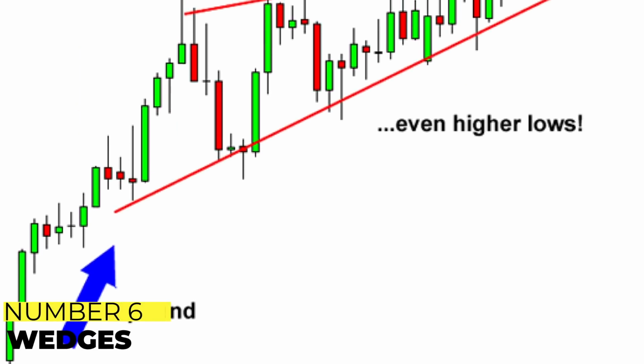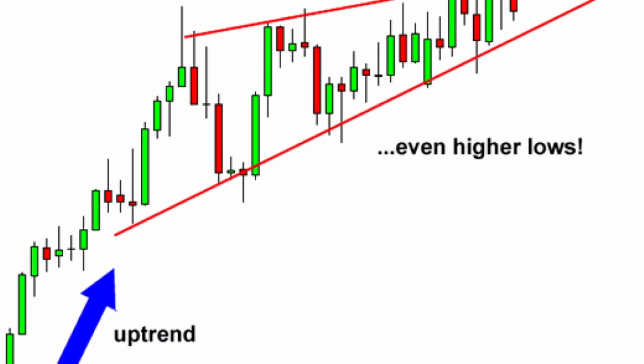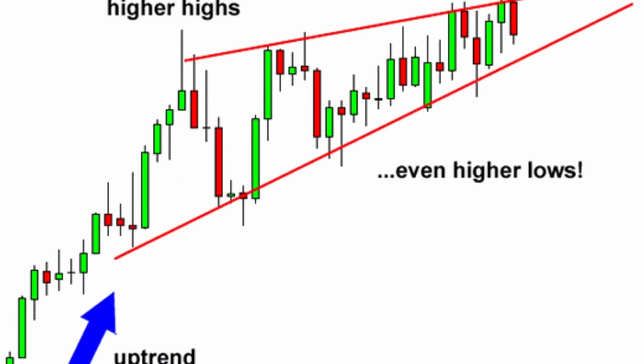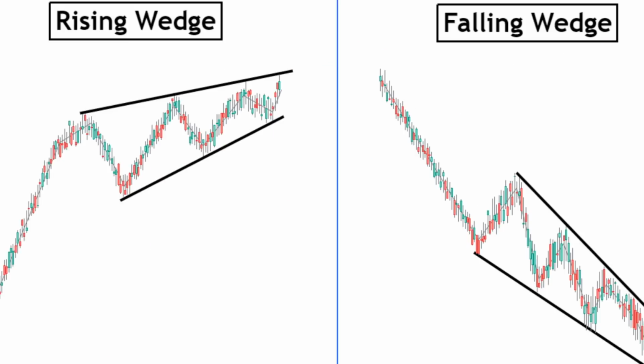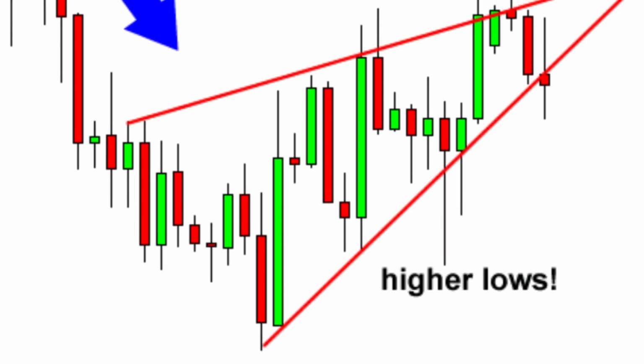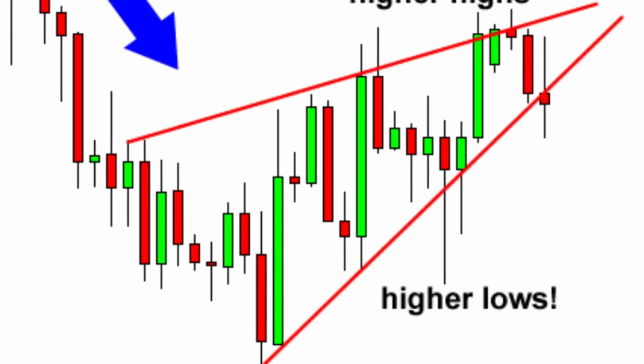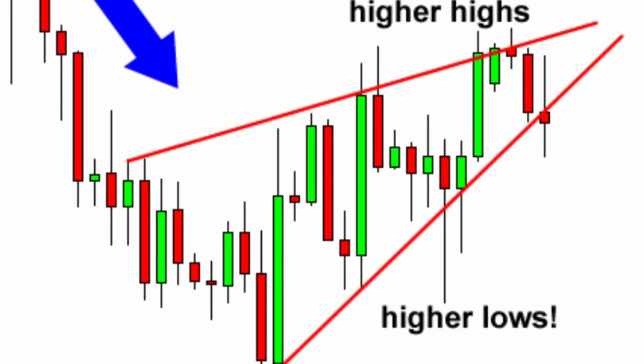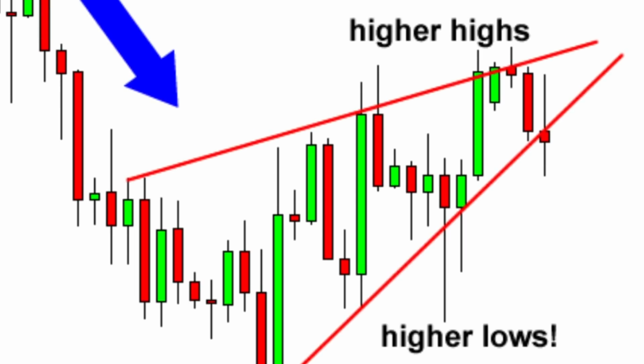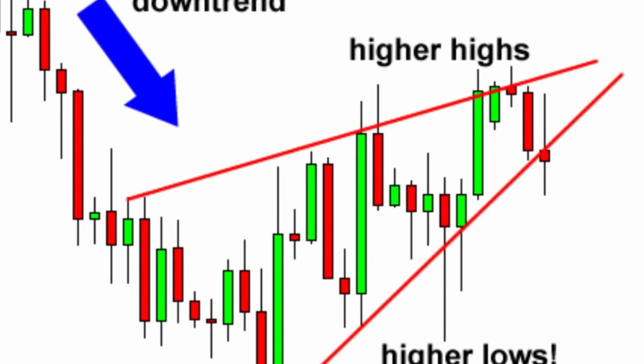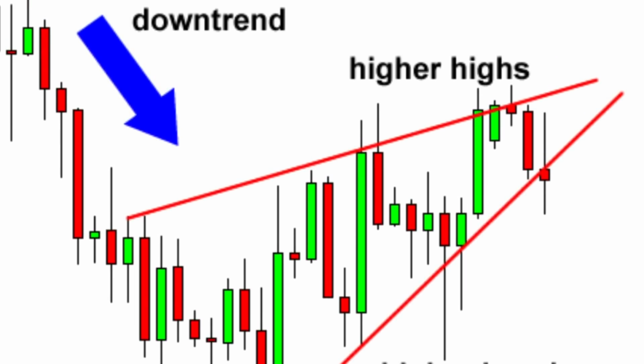Number 6. Wedges. When the price movements of an asset tighten up between 2 sloping trend lines, wedges occur. The 2 forms of wedges are rising and falling wedges. A rising wedge is a trend line that is trapped between 2 upwardly sloping lines of support and resistance. When an asset's price breaks through the support level, this pattern usually indicates that it will eventually permanently decrease.